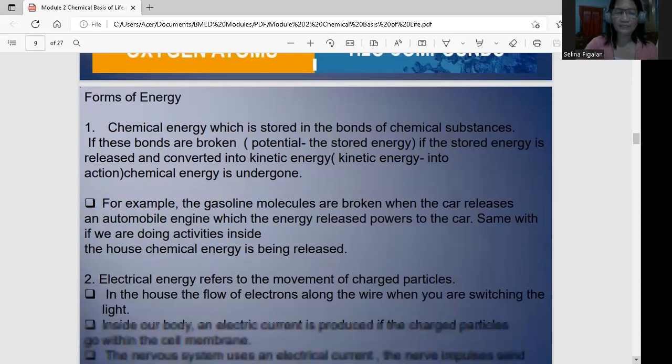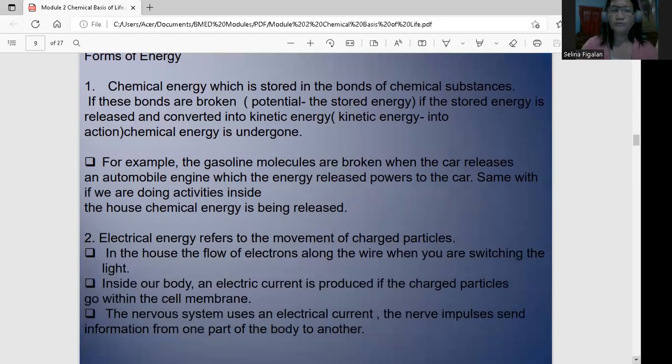Electrical energy, when you say electrical energy, refers to the movement of charged particles. So electricity, wirings. Okay, inside our body, we have electric current produced when the charged particles go within the cell membrane. So pag pumasok doon ang ating particles or the ions, the water, the molecules into our cell membrane, there is electric current na ginagamit. So malalaman nyo yan with the active and passive transport in the last part of this PowerPoint presentation.